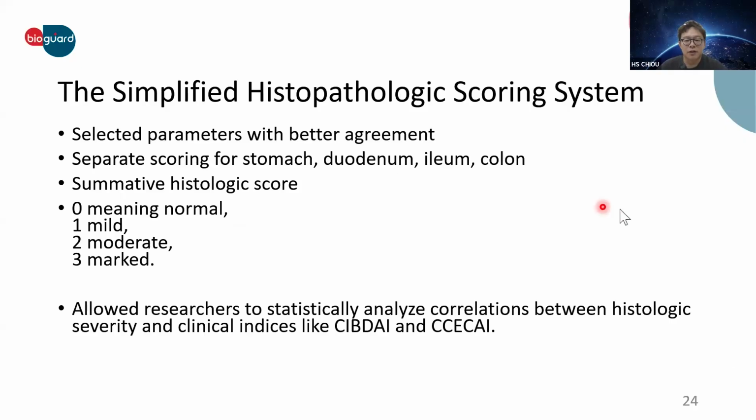So how did the simplified system actually work? Instead of scoring everything, it selected only 3 to 5 key histological features for each GI region, specifically the ones that show the best agreement among pathologists. Each parameter was graded on a simple 0 to 3 scale: 0 is minimal or normal, 1 is mild, 2 is moderate, and 3 is marked. Then those scores were summed to create a regional histopath score that allowed researchers to analyze correlation between histological severity and clinical index.